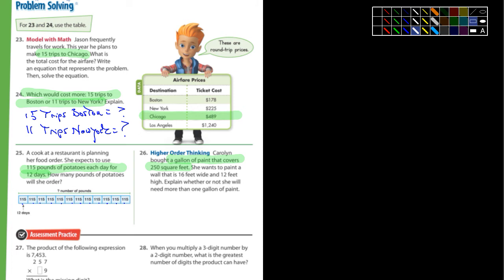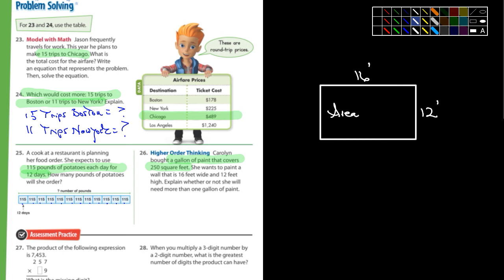So here's our wall. It's 16 feet wide and 12 feet high. So I'm going to put 12 feet. That's the height. And then 16 feet is the width. How do you figure out area? Area equals length times width. So obviously it's going to be 12 times 16.